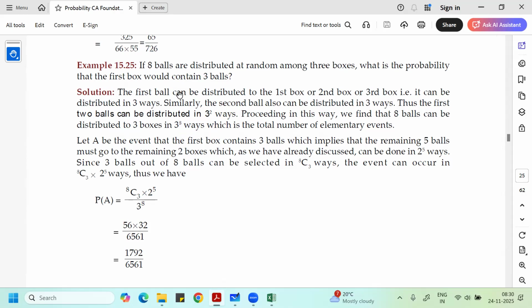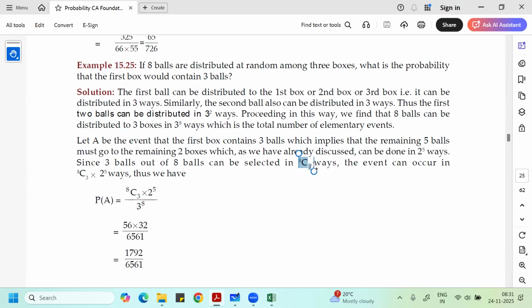Now, what they're telling is that the first box contains three balls. What is the probability? So the favorable outcome is to find the number of ways that your first box will contain three balls. First box contains three balls means, out of eight balls, any three balls. That you can select in 8C3 ways. Okay, any three balls you can select in 8C3 ways.